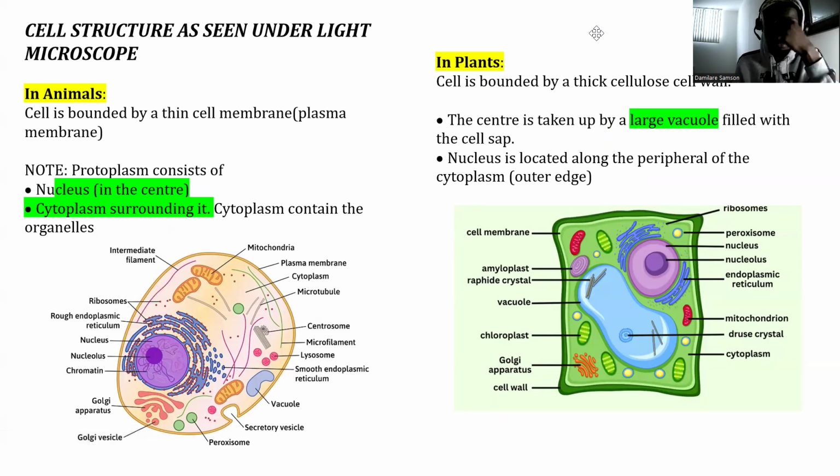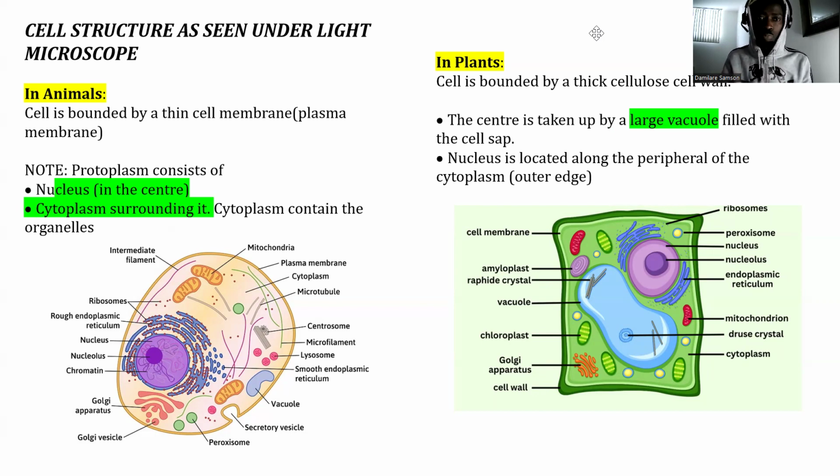The cell structure as seen under a light microscope. Now we're trying to see how it looks in animal and in plants, both left and right from what you can see here. In animal, the cell is bounded by a thin cell membrane. So the whole cell is bounded by a thin cell membrane, which is called the plasma membrane. You can see from the diagram we have here.